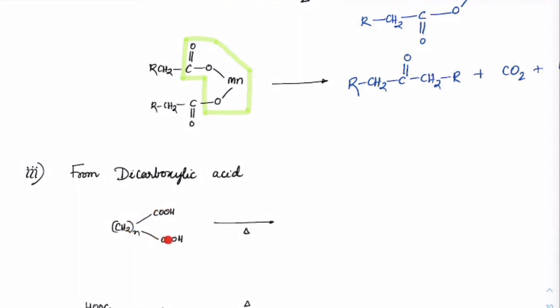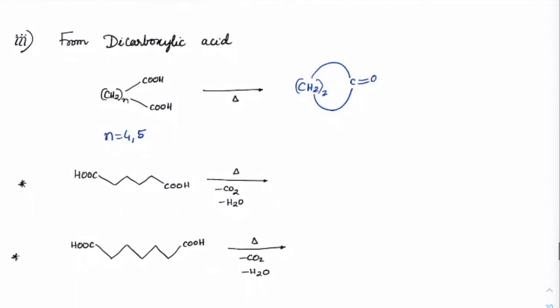Suppose you have dicarboxylic acids with an alkyl chain in between, and as long as this n is 4 or 5, not below that, not above that, then we can get cyclic ketones. So the product formed will be like this, CH2 twice with C double bond O connection here. Let me show with an example here. You can see n is equal to 4: 1, 2, 3, 4. So there are 4 CH2 groups between 2 COOH. You know this acid, right?